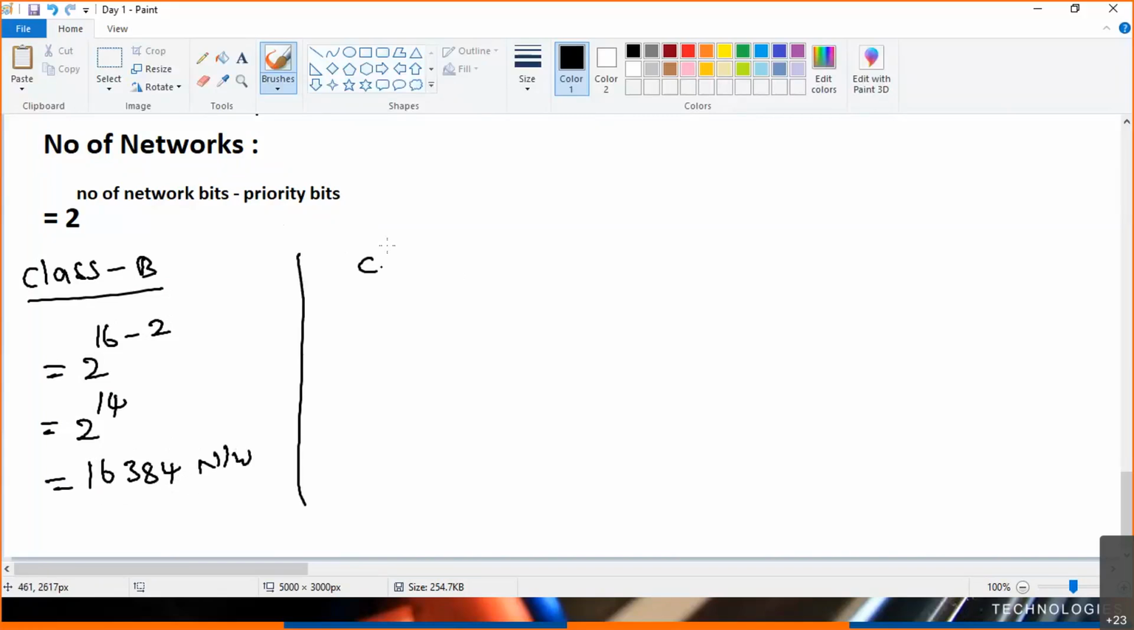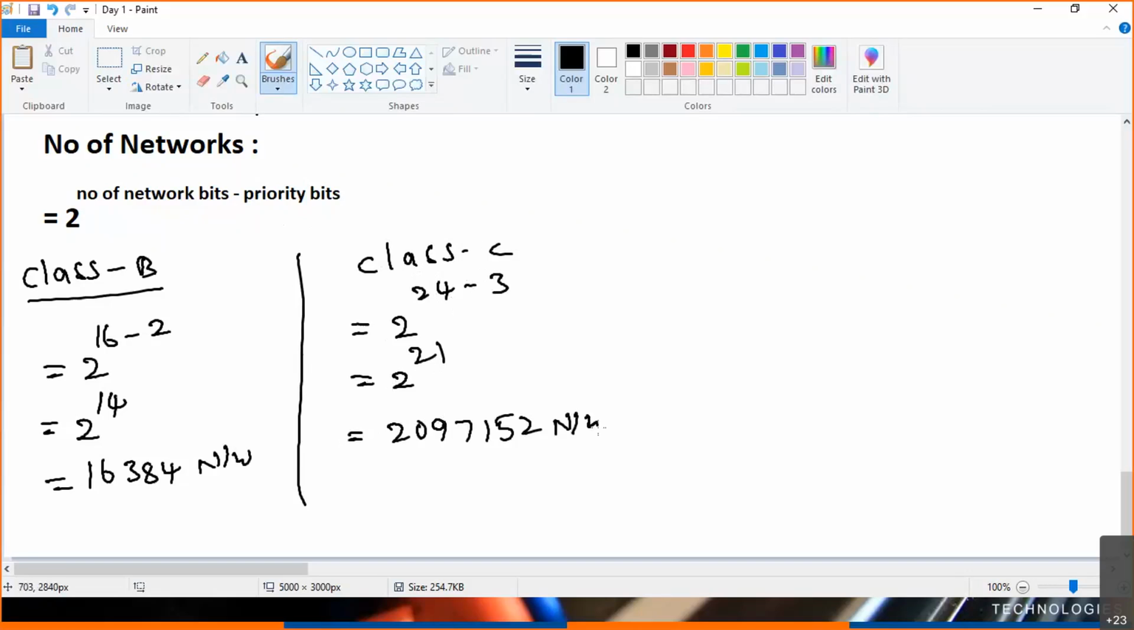For class C, 2 power number of network bits. Number of network bits are 24 minus priority bits 3, so 2 power 21. 2 power 21 networks are available in class C. So 2097152 networks are there in class C. Now we have all the networks in class A, B, and C.